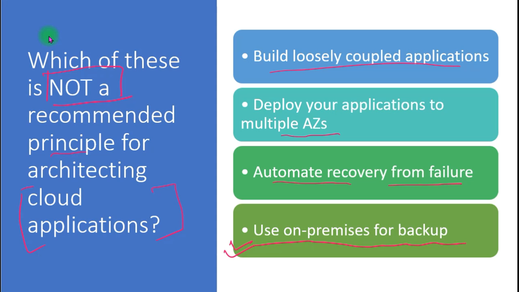recommended solution. If we are planning or architecting a cloud application, we should think about the cloud services. We should not think about backing up data in our on-premises environment or within our organization's environment. So this is correct. Automated recovery from failure should always be planned for. So this is a correct recommended principle. Always, to protect our environment from failure, we should deploy our application in multiple availability zones. So if something goes wrong with one availability zone, we can access our application from another availability zone. What is a loosely coupled application?